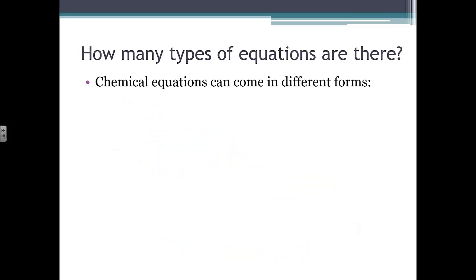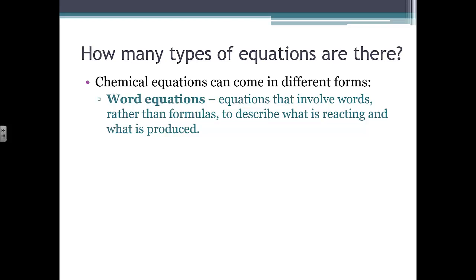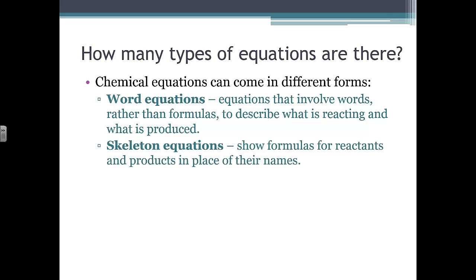Now, chemical equations can come in different forms, and many times we work through a sequence of equations to get to a final equation. Usually, we start with a word equation, which is just an equation involving words instead of formulas. It describes what's reacting and what's being produced. We can take a word equation and translate it into what's called a skeleton equation, which is where we take those words and we change them into chemical formulas. That way we have formulas shown for all reactants and products.